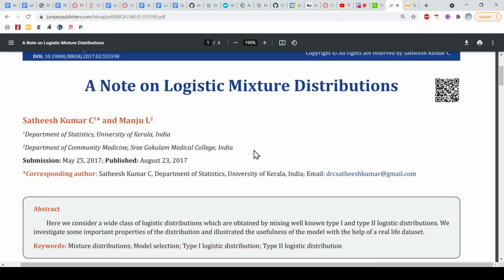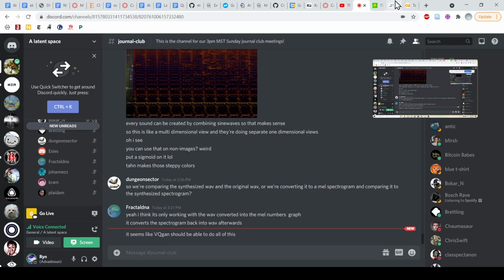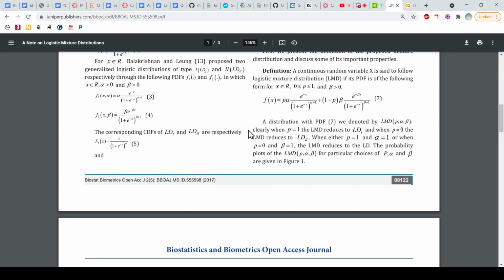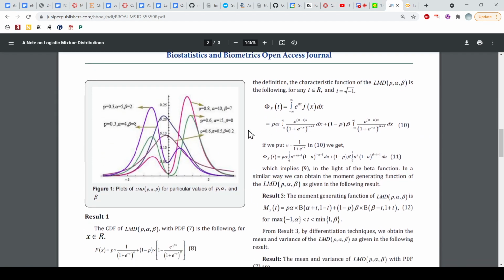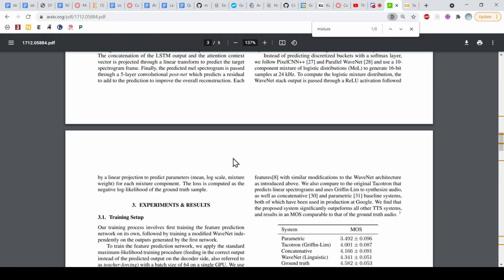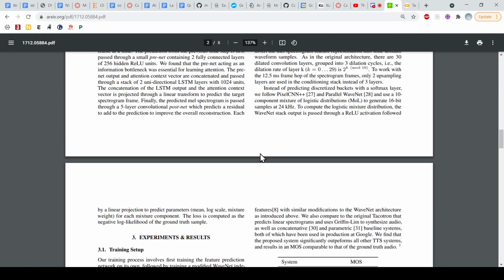You could probably, because I know that they've used it for images before with PixelSNAIL or whatever that one's called. But the gist of this is, I guess what they're basically doing is, instead of determining the singular numbers, they're going to do a distribution, specifically logistic.